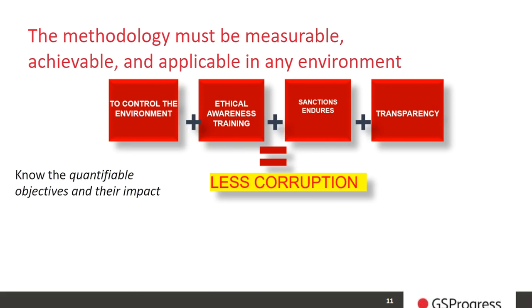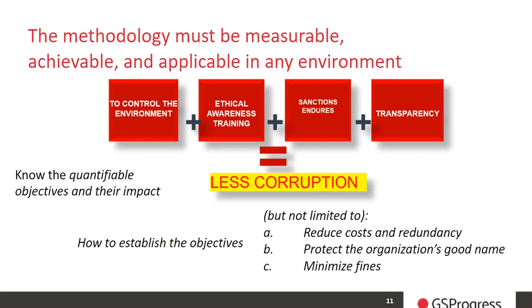Okay, so now the quantifiable objectives and their impact, how to establish the objectives. Reduce cost and redundancy can be one of the objectives. Protect the organization's good name and minimize findings. This is like a general one, but you have to see reduce cost based on the amount that you expected to reduce. That is the amount that you have to consider in order to make the investment for the consultant.